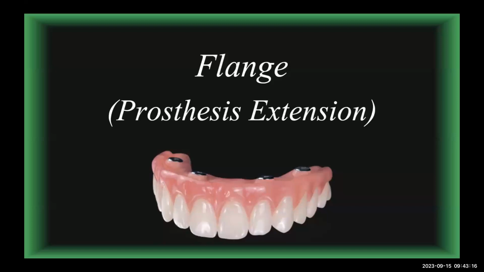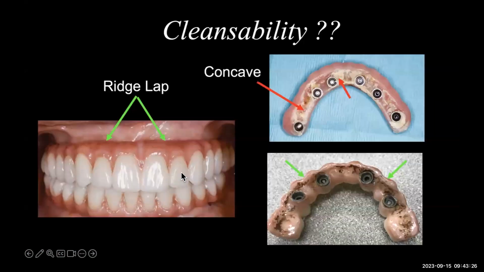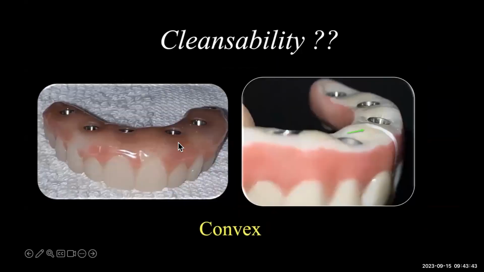Now, let me tell you another problem that we see on these full arch prostheses. With a ridge lap, you have a flange, which is the extension of the prosthesis to cover up that patient's tissue. So when we see this, it's usually always associated with a concave intaglio surface. We'll see this area that's basically a flange that prevents the patient from getting in and cleaning.